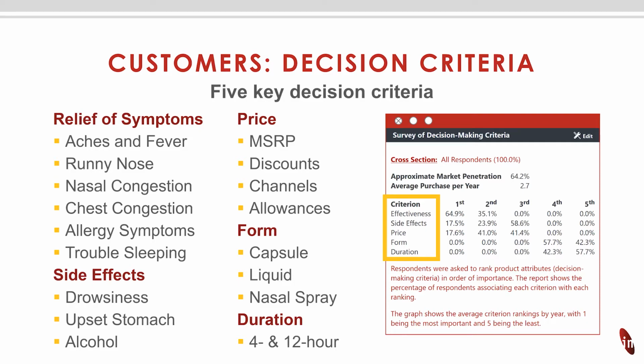To the right is a screenshot of a market research report you can purchase that shows the relative importance of the 5 decision criteria for the total market in period 0. Near the top is the label cross-section underlined. This allows you to view only the results for a chosen segment.